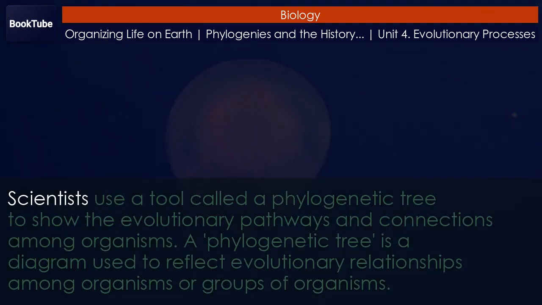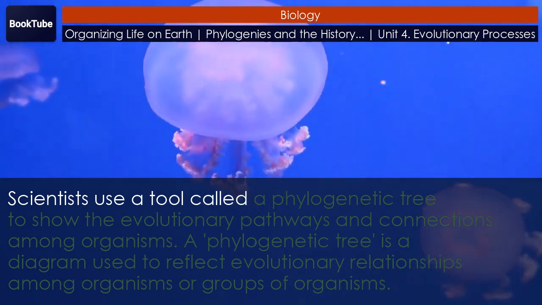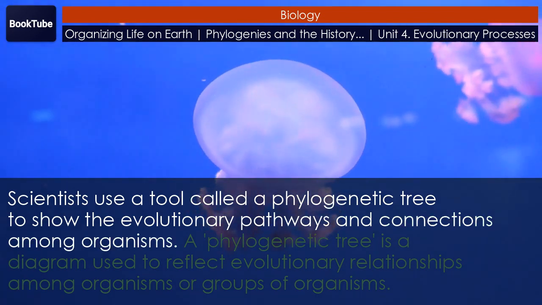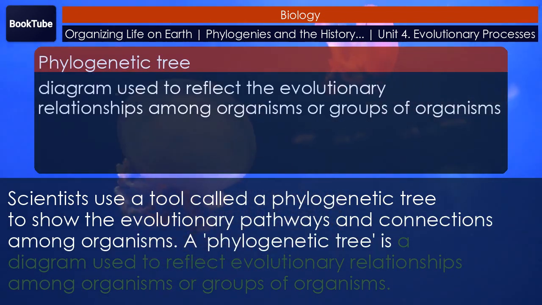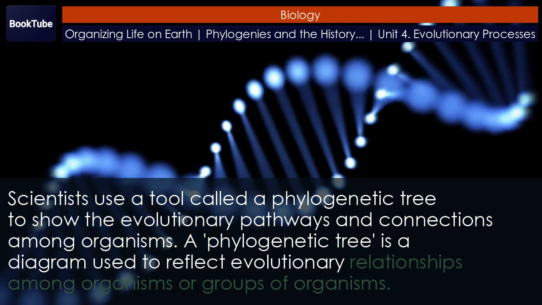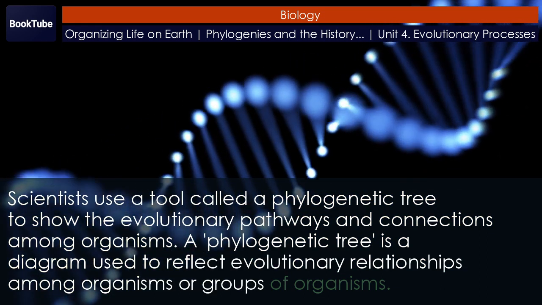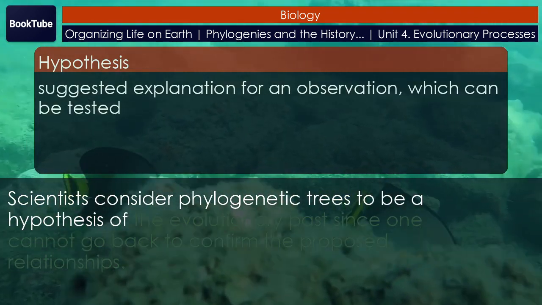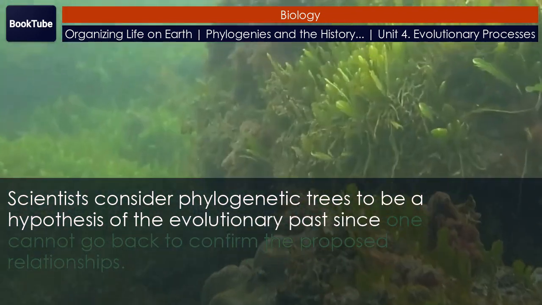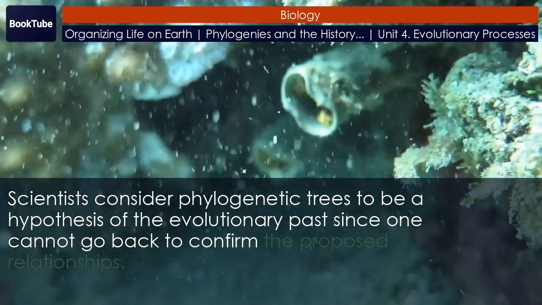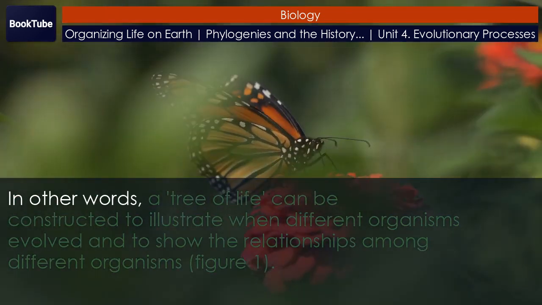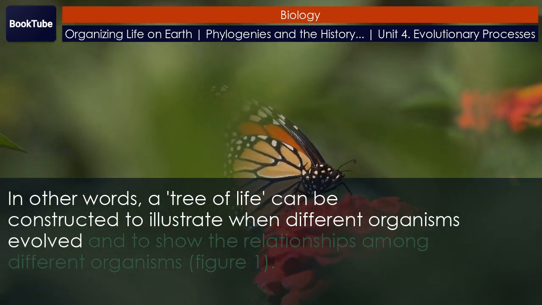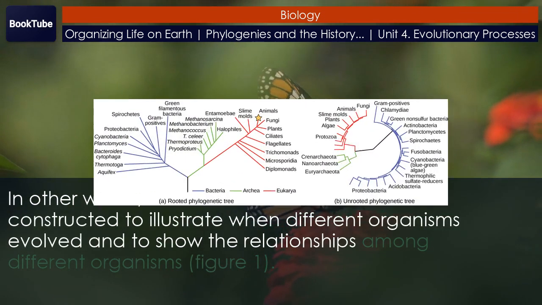Phylogenetic trees. Scientists use a tool called a phylogenetic tree to show the evolutionary pathways and connections among organisms. A phylogenetic tree is a diagram used to reflect evolutionary relationships among organisms or groups of organisms. Scientists consider phylogenetic trees to be a hypothesis of the evolutionary past, since one cannot go back to confirm the proposed relationships. In other words, a tree of life can be constructed to illustrate when different organisms evolved and to show the relationships among different organisms.